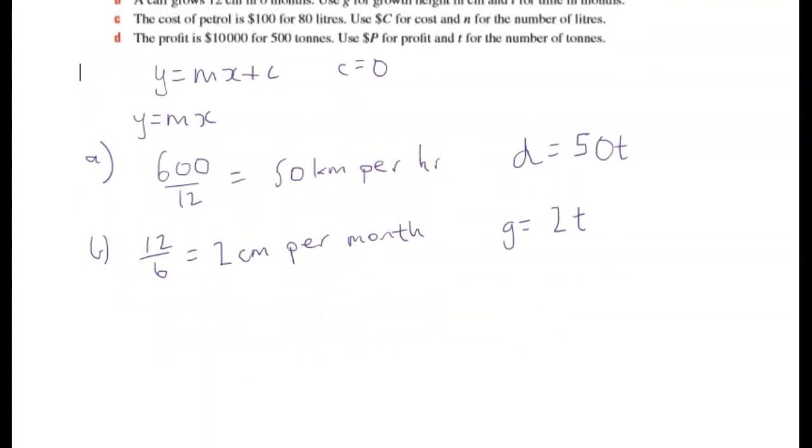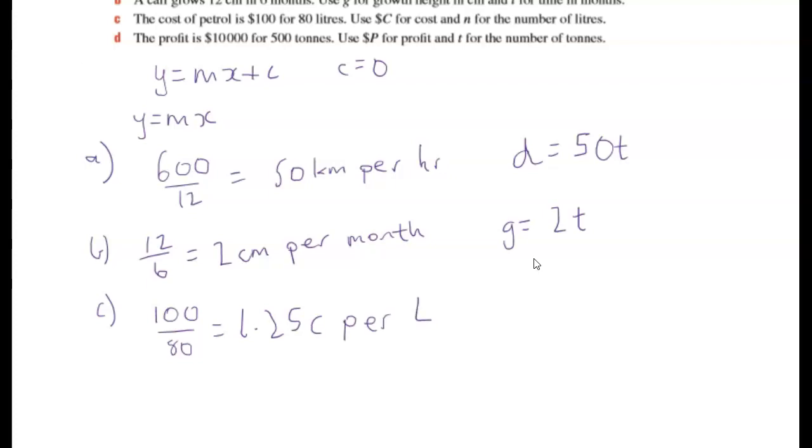Okay, question C. The cost of petrol is $100 for 80 litres. So $100 divided by 80 will tell us how much it is per litre. That's going to be, 1.25 dollars per litre.